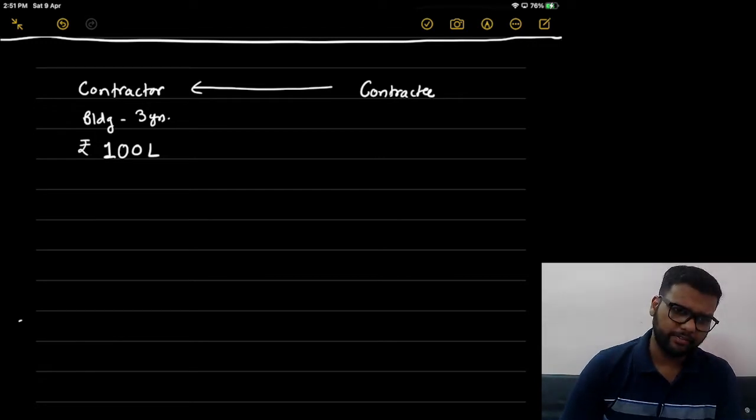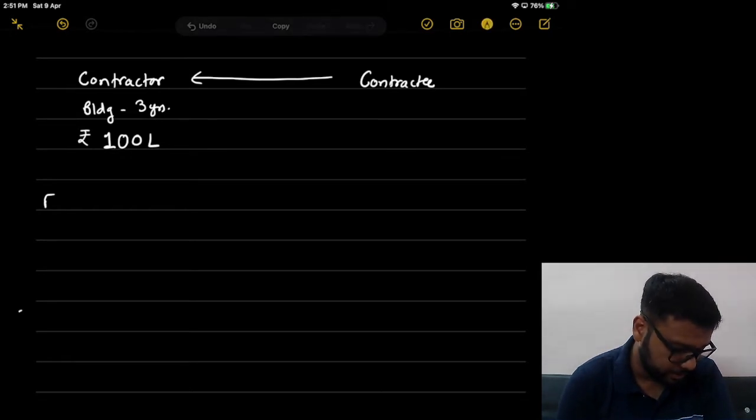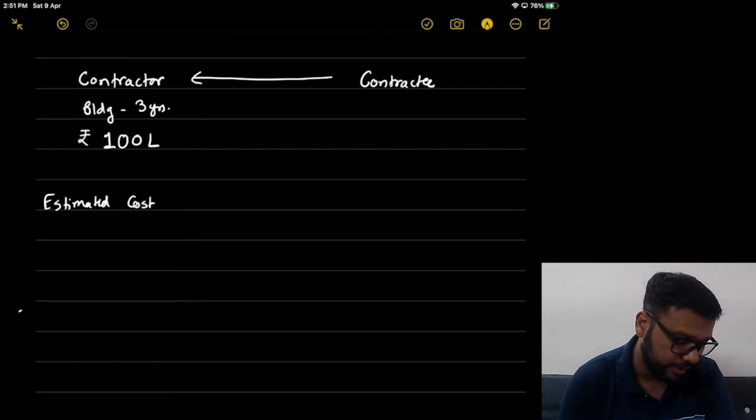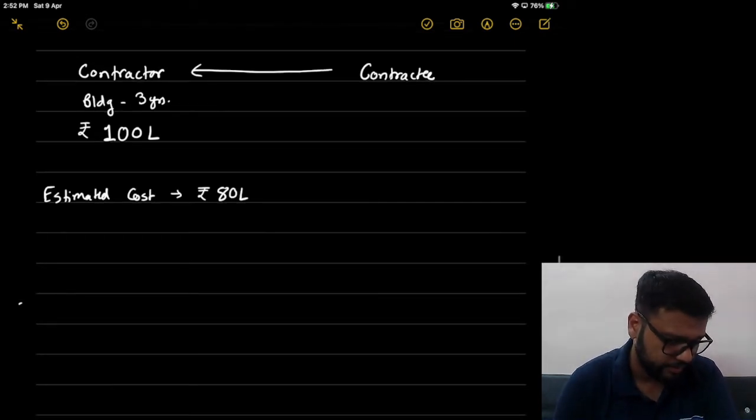Now concentrate very carefully. Let's say our estimated cost of this contract is rupees 80 lakhs. That means how much is the profit estimated? 20 lakhs. Obviously this is going to change, so it is not going to remain constant, but for our example, let's keep it constant. We are assuming that 80 lakhs will be our cost, 20 lakhs will be our profit. Fine.